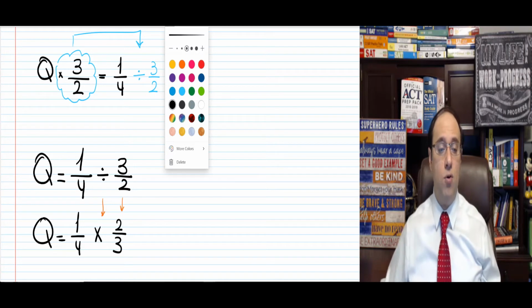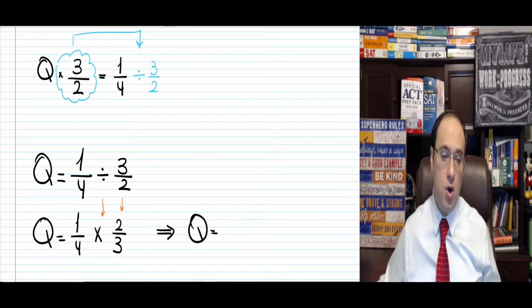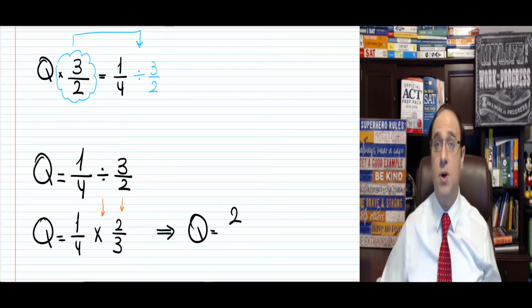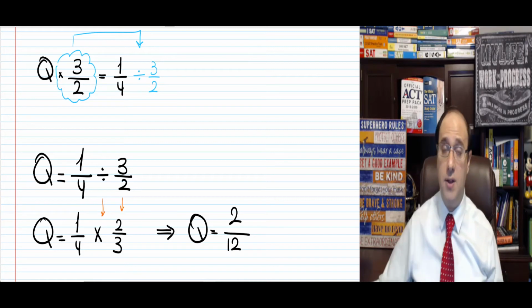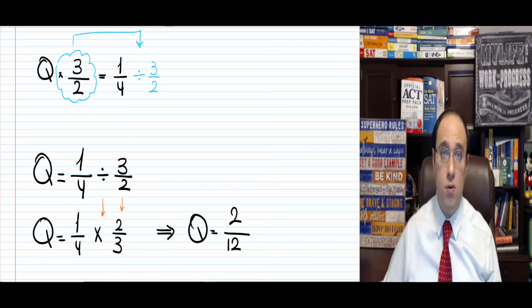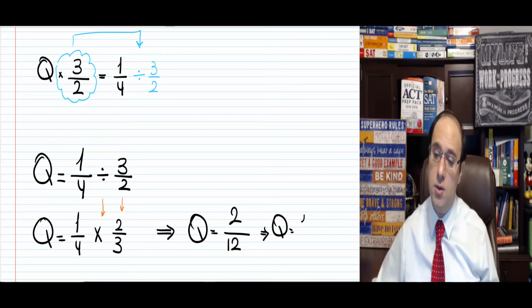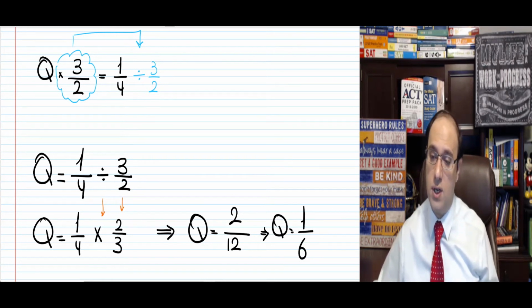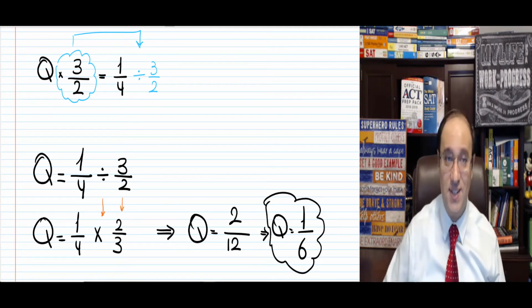q equals 1 over 4 times 2 over 3, which means that q equals 1 times 2 is 2, multiply the numerators, over 4 times 3 is 12, multiply the denominators. q equals 2 over 12. You can simplify this further, making q equal 1 over 6. So q equals 1 over 6.